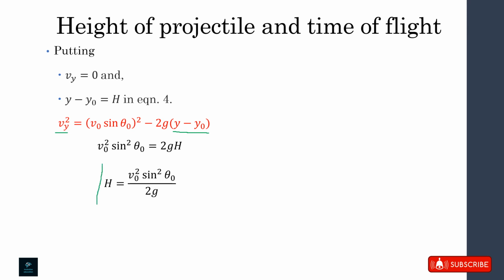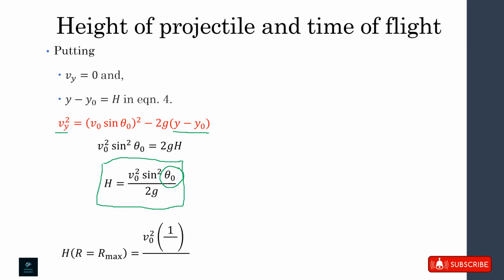This is the equation for the height of the projectile launched at speed v0 and at an angle theta 0 from the horizontal direction. Now we know that range is maximum when theta 0 is equal to 45 degrees. Therefore, to determine the height of the projectile when range is maximum, we put theta 0 equal to 45 here. Now we know that sin 45 is 1 by root 2. Therefore, h when R is equal to R max is equal to v0 square into (1 by root 2) square divided by 2g, and this becomes equal to v0 square by 4g. So this is the relation for h when R is equal to R max.